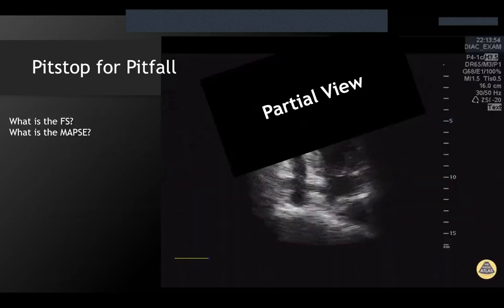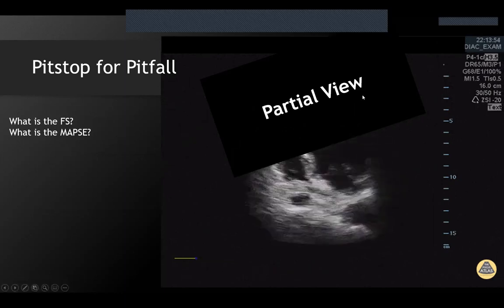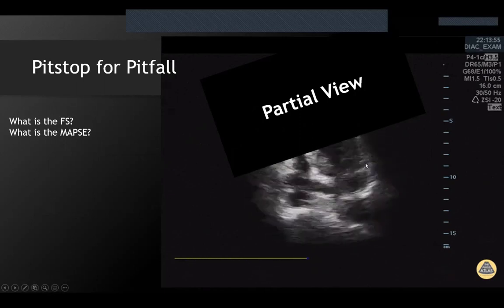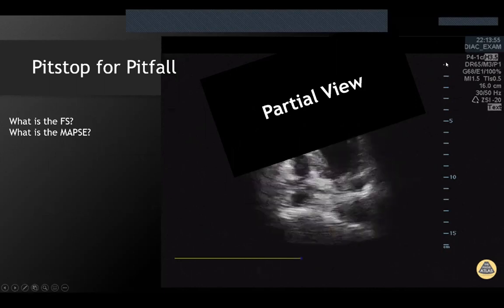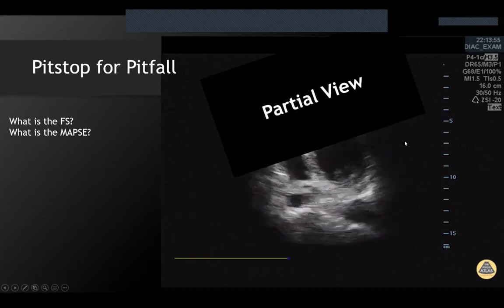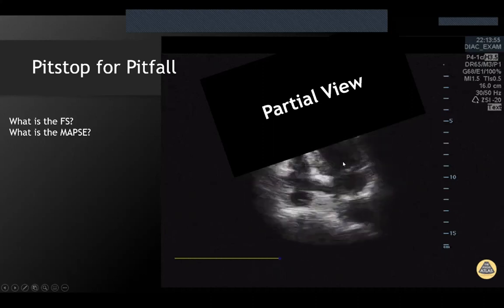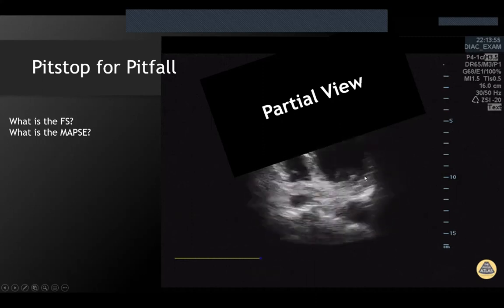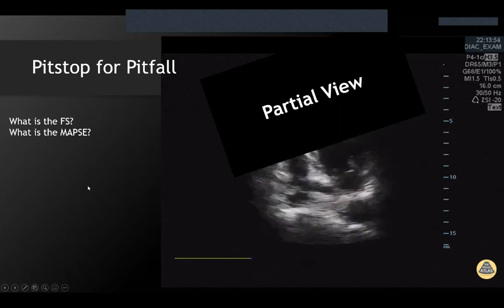So actually, let me just pause here and ask any brave souls. This is a partial view of a really poorly visualized apical 4. Would someone be willing to comment on what you see here? Again, without measuring it, because we actually can't measure fractional shortening here, but just understanding the concept of fractional shortening. What do you think your fractional shortening is, and what do you think your MAPSE is on this clip? Any brave souls?